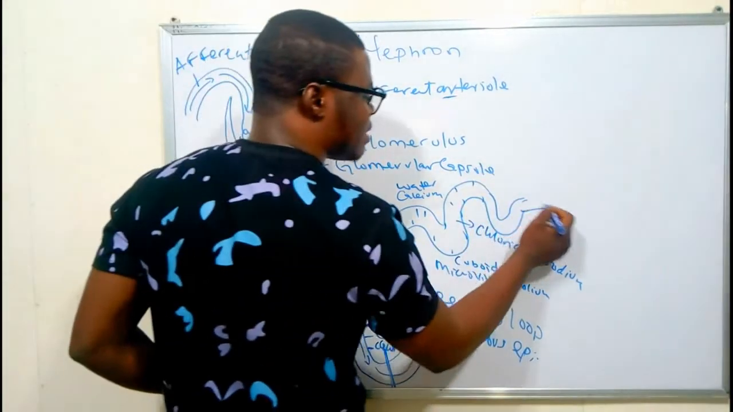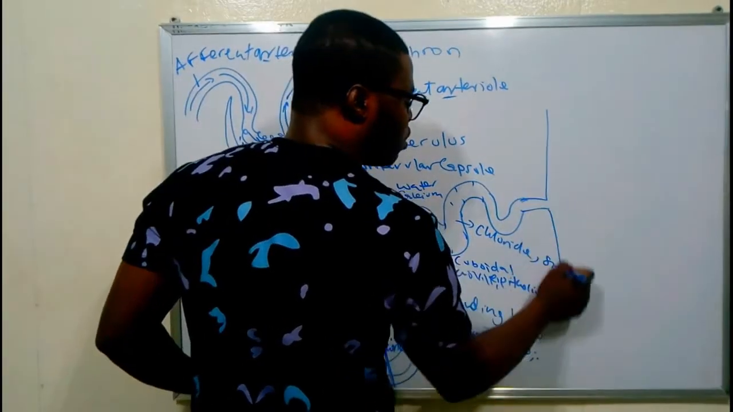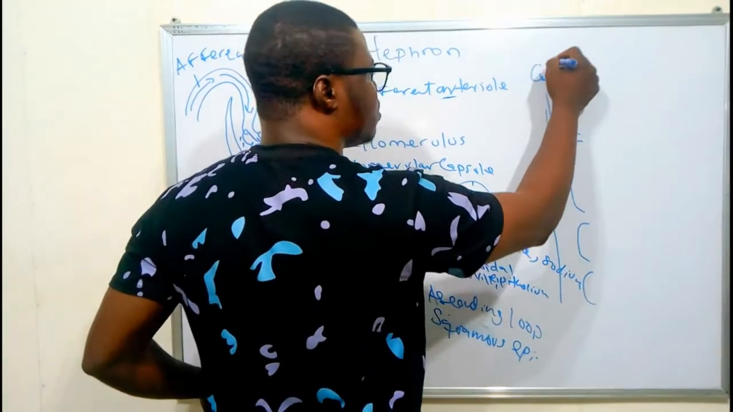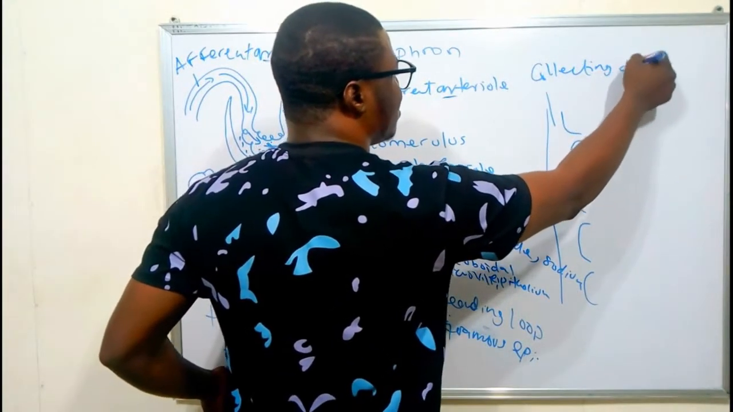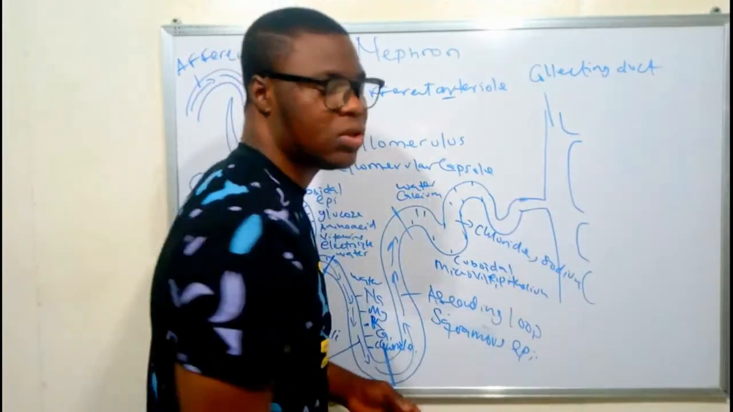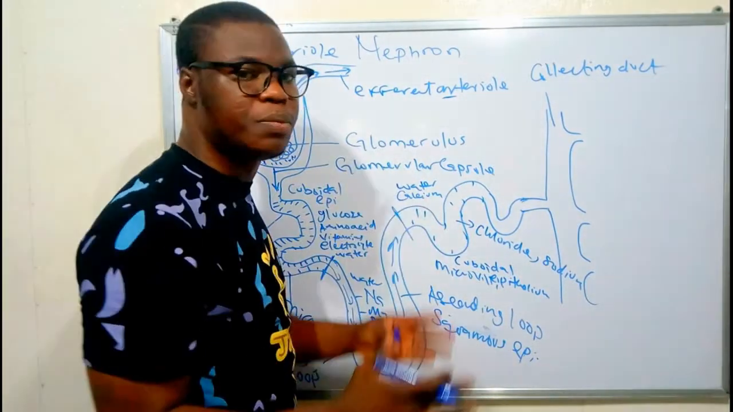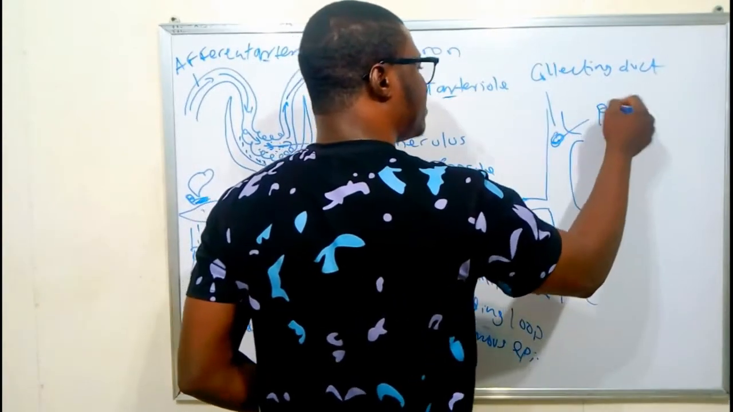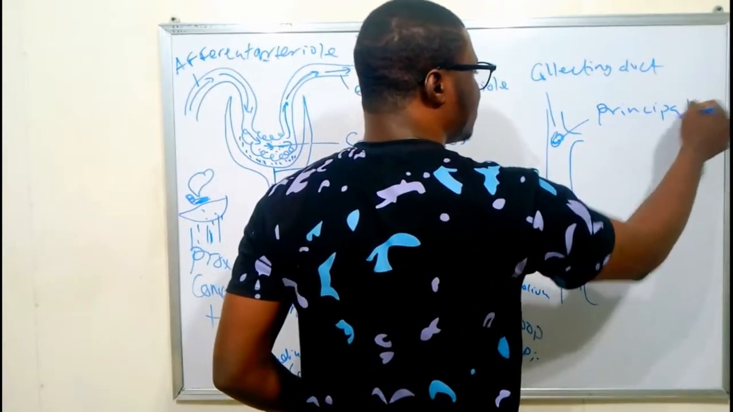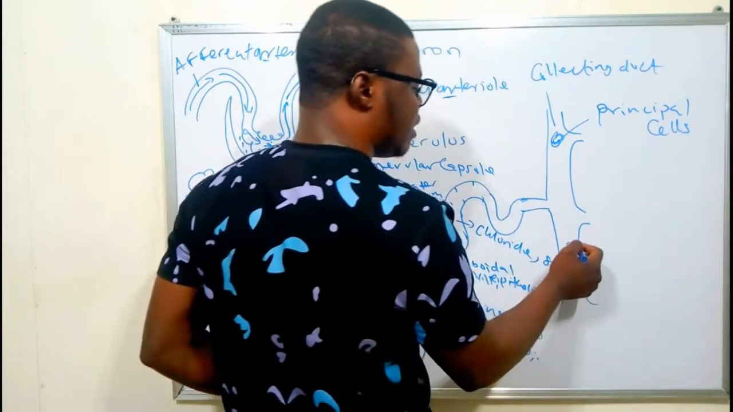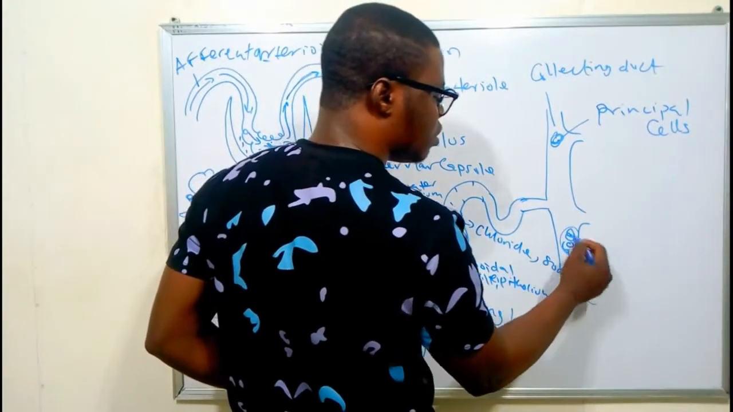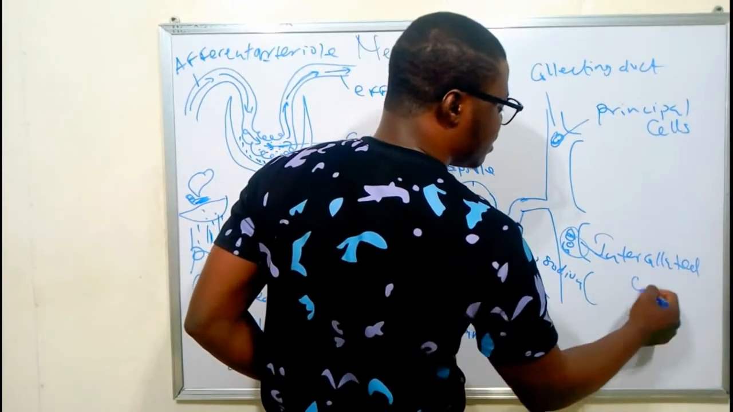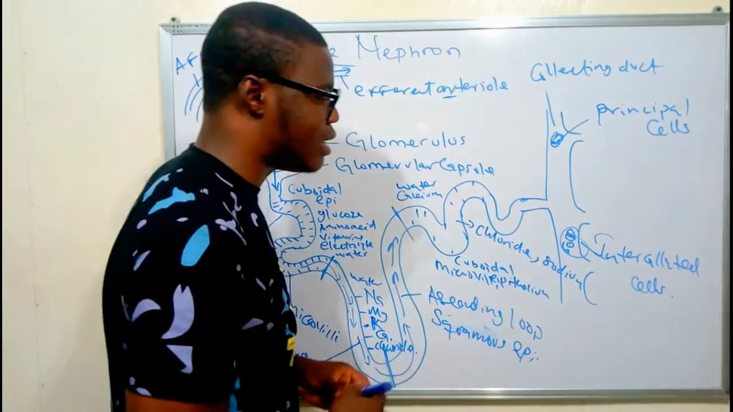And finally, right here, we have the collecting ducts. This collecting duct has two groups of cells. The first group of cells are called the principal cells. And the other group of cells are called the intercalated cells. So what are those guys right there?